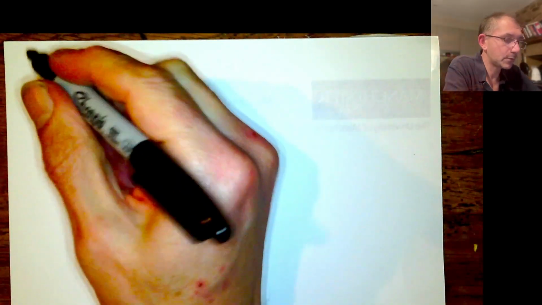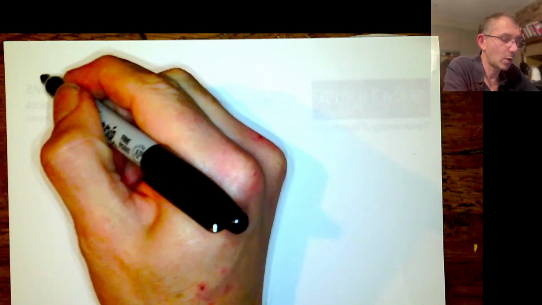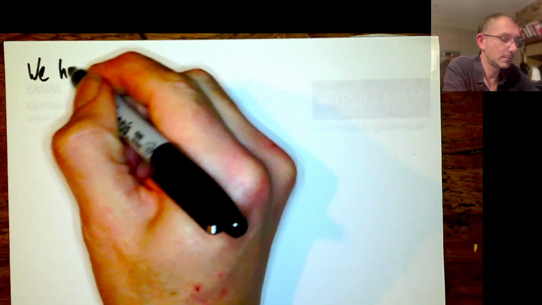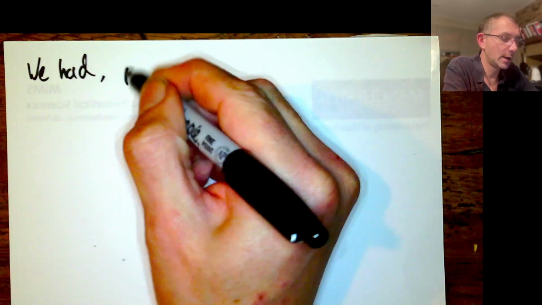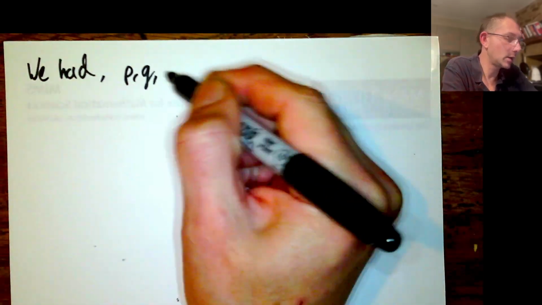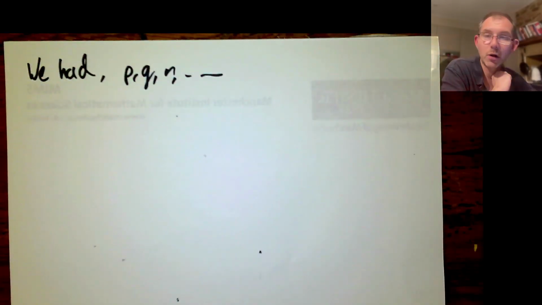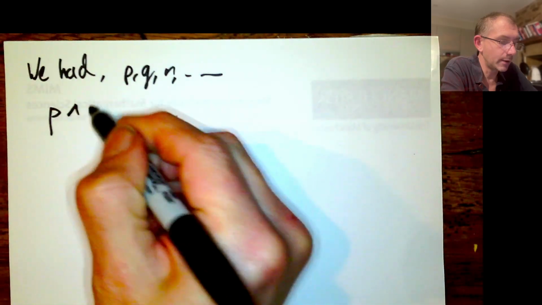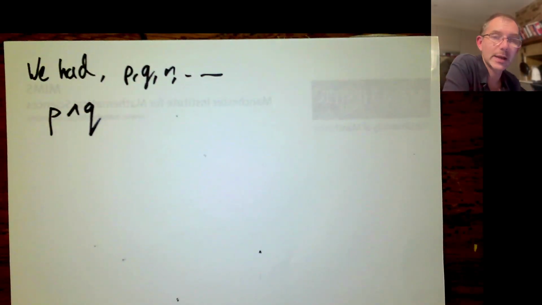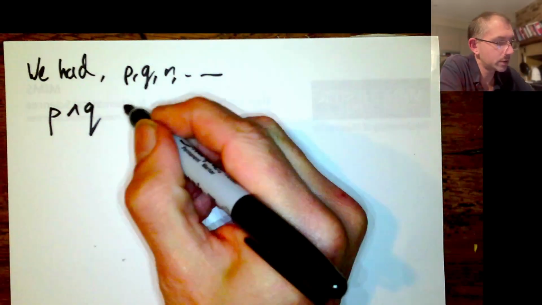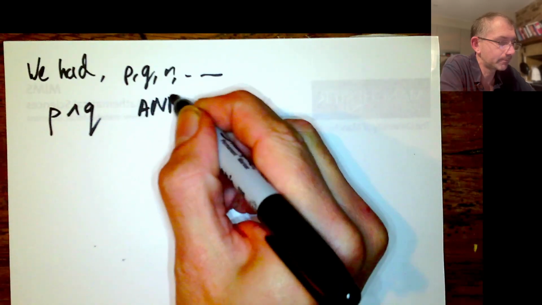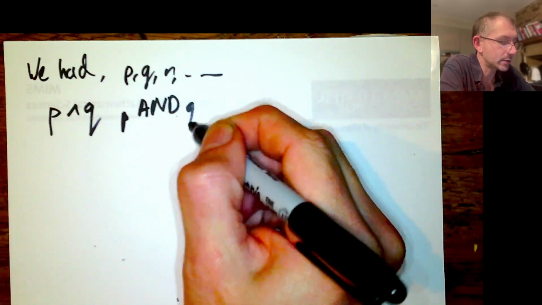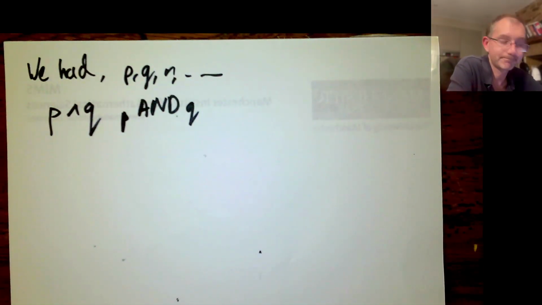So, last lecture, we had propositions. P, Q, maybe R could go on. We're using these letters for them. And the first way to connect them together was this, which is AND. So P and Q are both true.